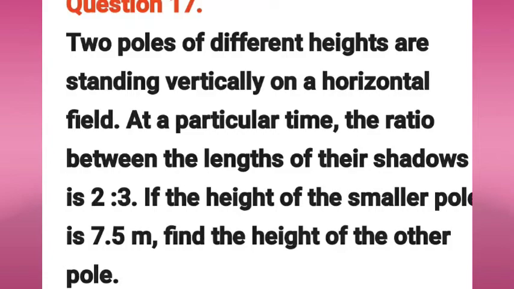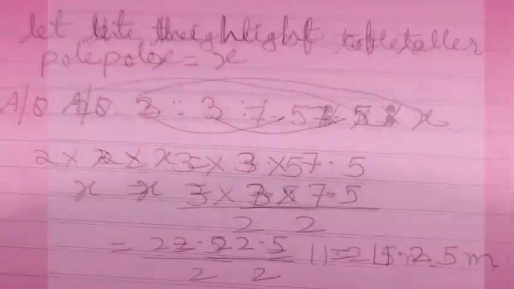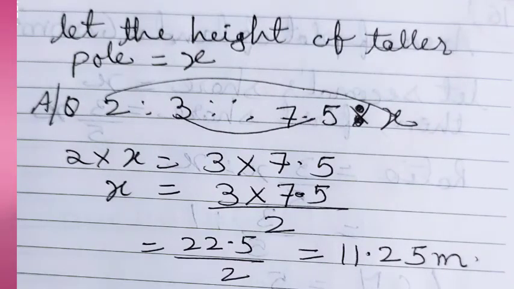Clear? So again, this we can do by using the proportion method. It will go very fast and it is very easy to understand also. So let the height of the taller pole be x. So according to the question, 2:3 proportion 7.5 is to x. So 2 is what? 2 is in the question, you can see 2 is given, the ratio between the lengths of their shadows 2:3. So here 2 is the smaller one and 3 is the greater one.